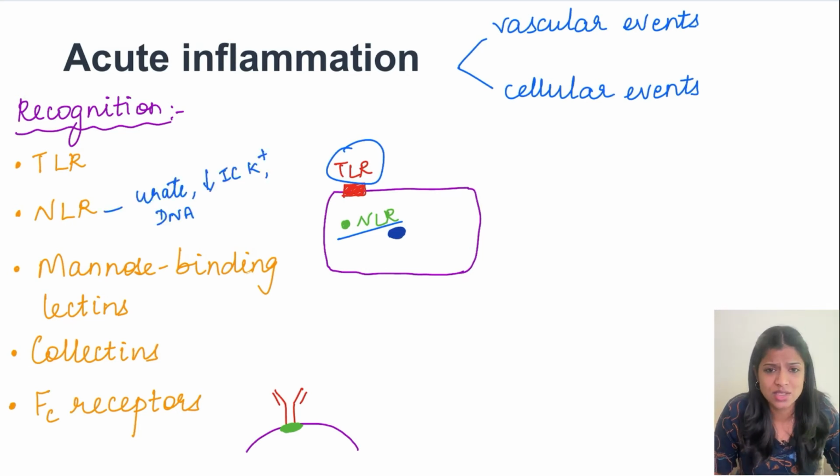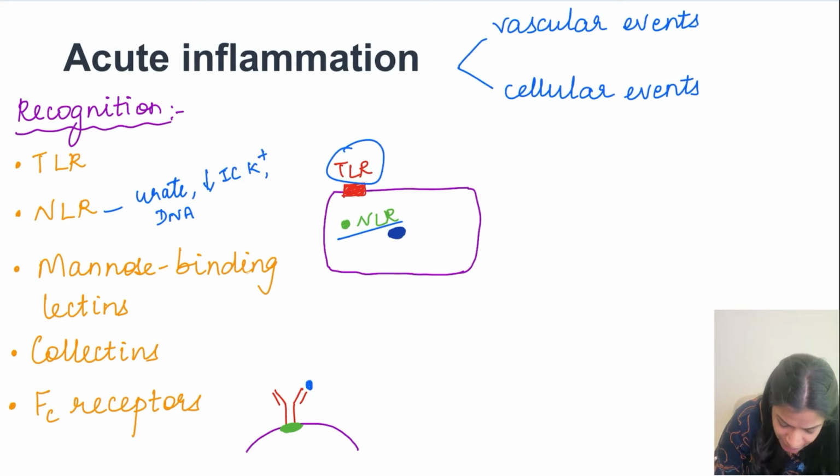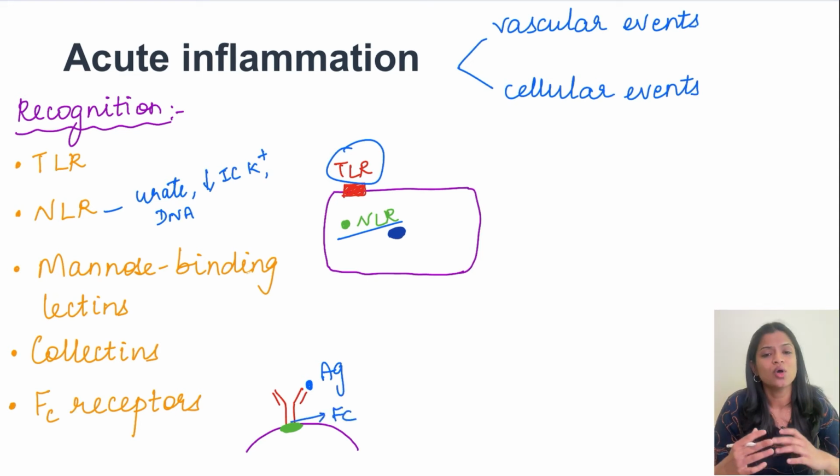Moving on to the next receptors, which are mannose binding lectins. Mannose binding lectins can bind to the mannose present on the bacterial cell wall and trigger the complement system, which we'll be seeing later. Other receptors are lectins and Fc receptors. That is, the WBC can recognize the Fc portion of the antibody. Suppose the antigen is attached to the antibody at the Fab site, and this is the Fc site. So now we have seen the recognition part.